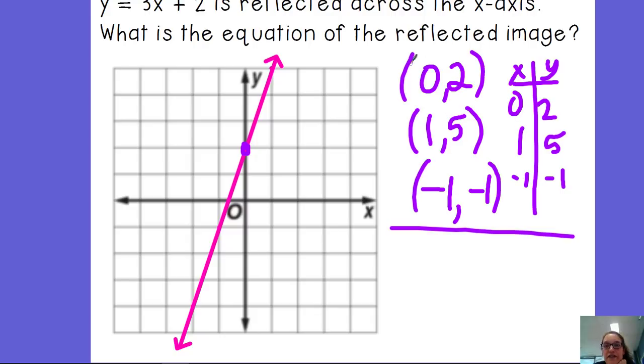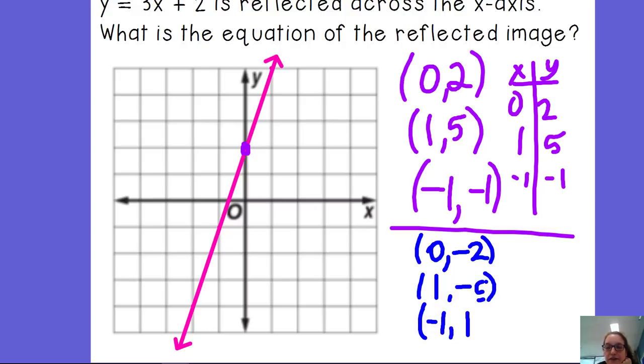So now that I have all of these points, I can take all the individual points and reflect them across the x-axis, because I know how to do that. That's just changing the sign of the y-coordinate. So (0, 2) is going to become (0, -2). (1, 5) will become (1, -5). And (-1, -1) will become (-1, 1).